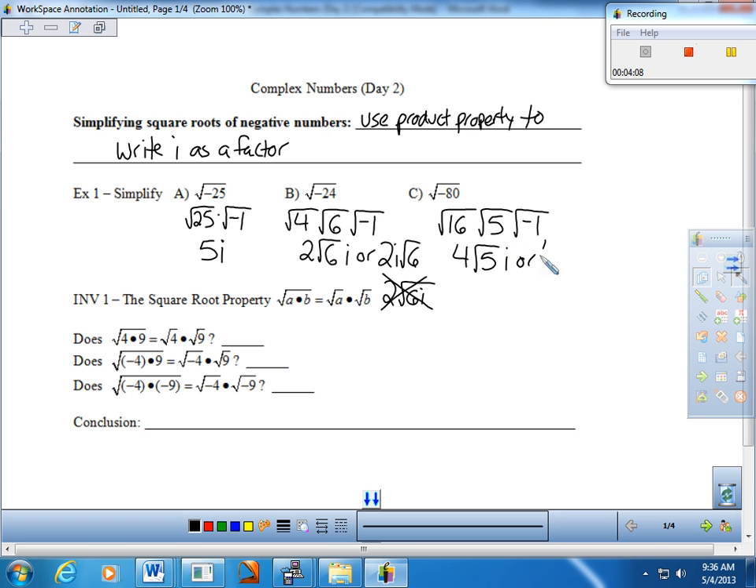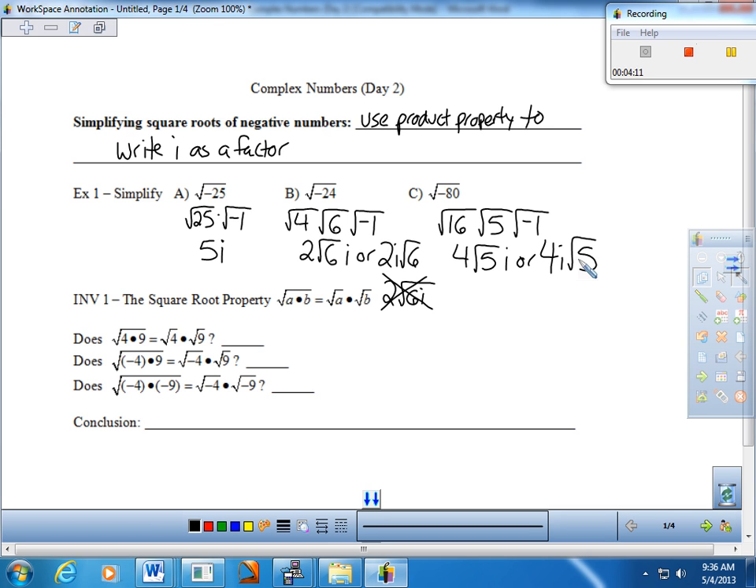And as I said before, not to be too redundant here, but basically, if you want to go ahead and write it as 4i root 5, that's fine by me as well. Either way works. All right, cool. There's a great little investigation here, and just kind of talking about this.